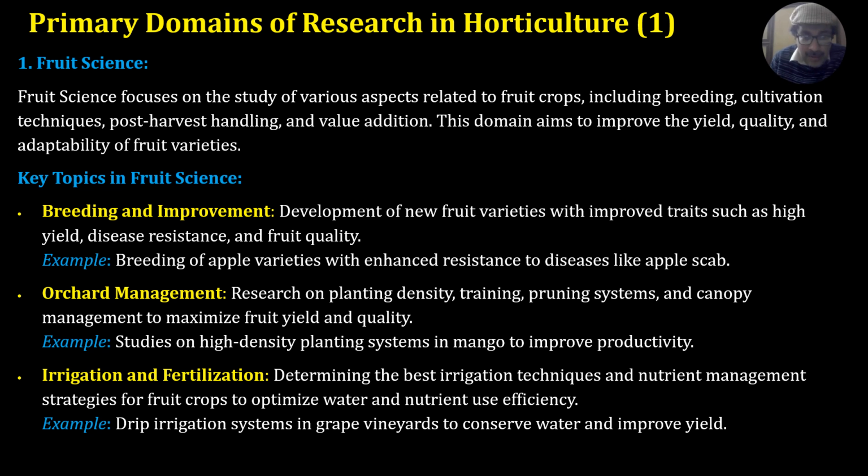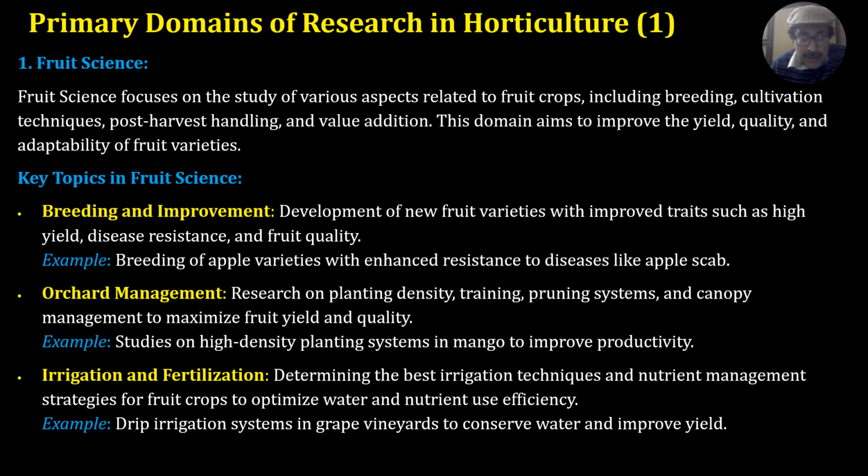By breeding and improvement research area, we mean the development of new fruit varieties with improved traits such as high yield, disease resistance, and fruit quality. An example would include the breeding of apple varieties with enhanced resistance to disease like apple scab.